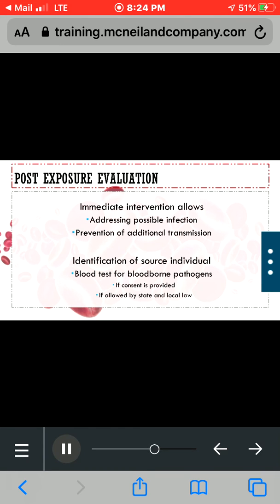The employee has the option to deny testing for HIV. However, the blood samples will be saved for 90 days in the case that the employee decides to have their blood tested for HIV. Within 15 days of the appointment, the healthcare professional's written opinion must be rendered. The opinion must only include whether the HBV vaccination is recommended, whether the employee received the vaccination, the results of the evaluation, and any medical conditions that may occur due to the exposure incident.